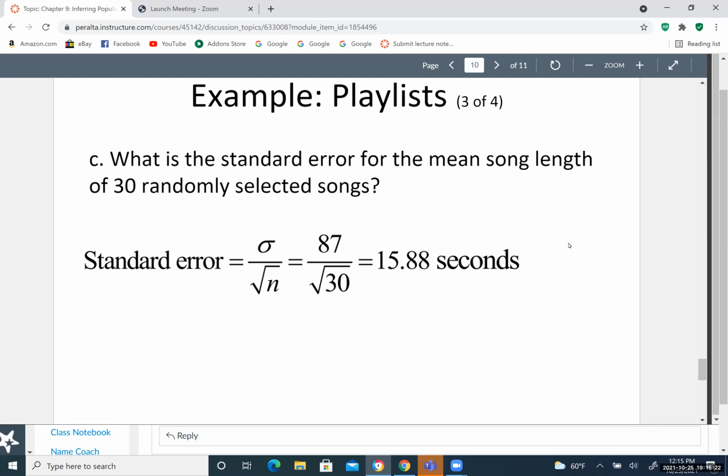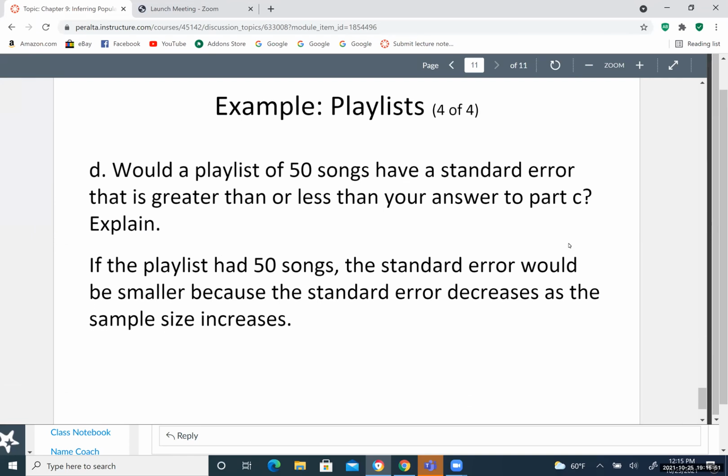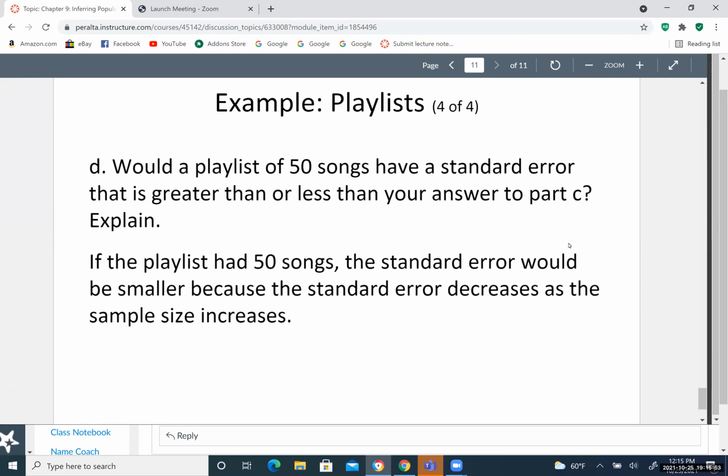Square root of n is actually helping you to see if the size is okay. So in this case, the size is 30. So we compute the standard error, which is about 15.88 seconds, like the spread between each song, each playlist, from the mean.